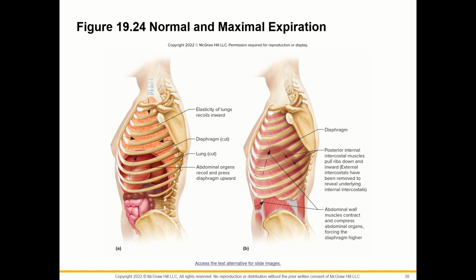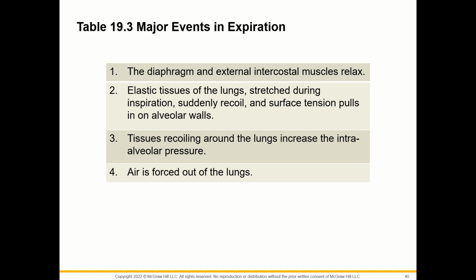So this is showing the normal and maximal expiration. And so here we see that it's a passive process. Our muscles are all going to relax. Our diaphragm relaxes. And the pressure in our lungs gets 1 millimeter of mercury higher than atmospheric, and it pushes gently the air out of our lungs. But if we are forcing it, then we are contracting the abdomen, and we're really pushing our diaphragm up there and blowing our air out. Blow out that birthday candle. All right, so there's your table of the major events in expiration for your review.